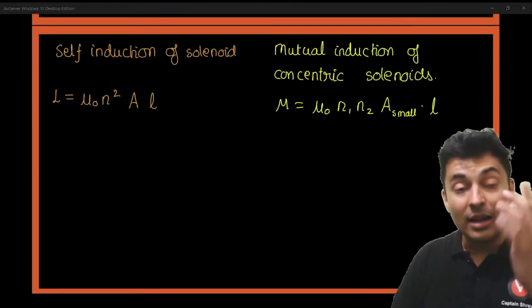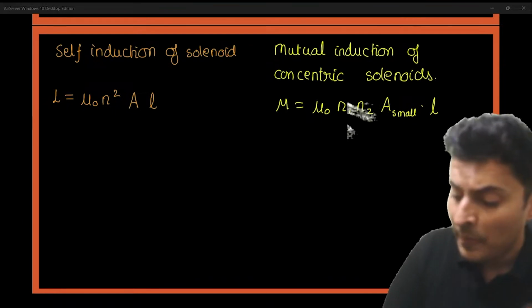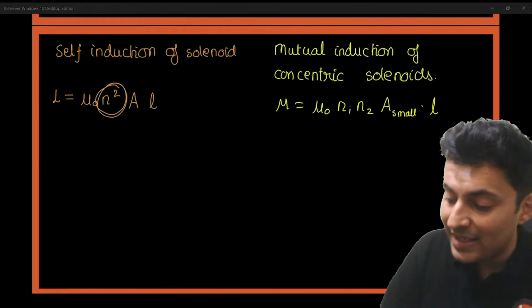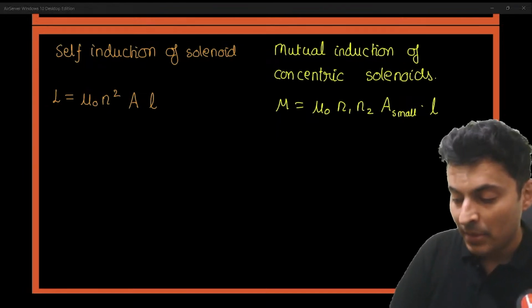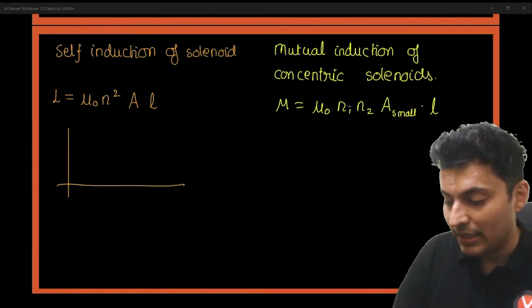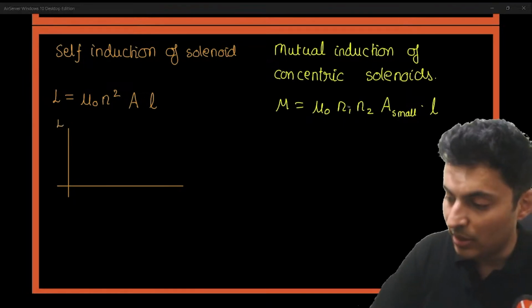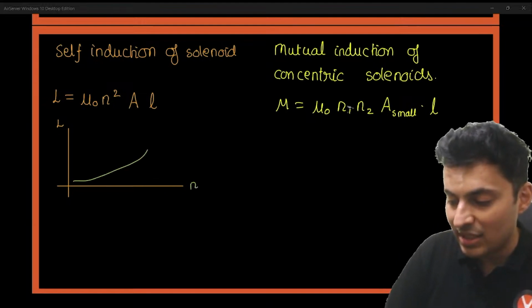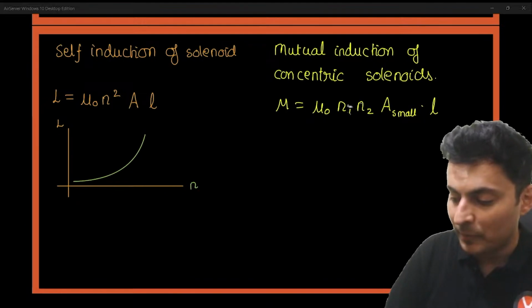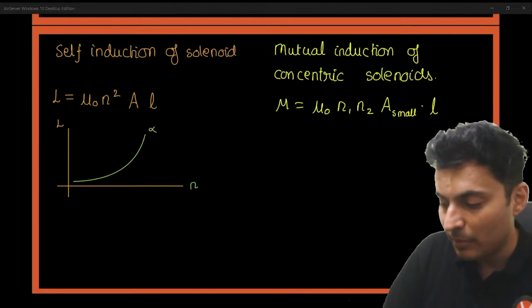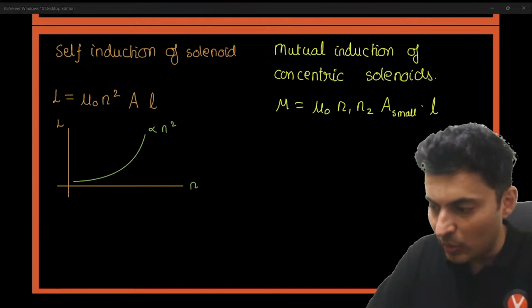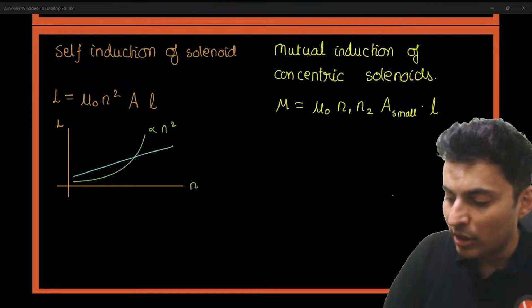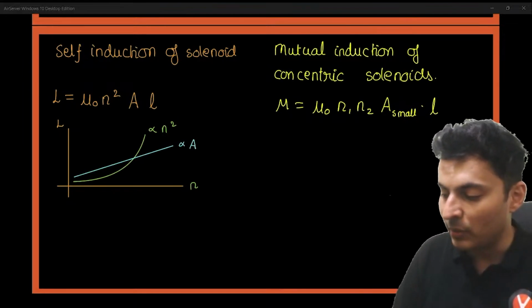So accordingly, you decide which graph you might need. Say for example, the solenoid's self-induction graph is asked versus number of turns per unit length. Because it is n square, I know it will be a parabola. It is directly proportional to n square. If it is asked with regards to area, I know it is directly proportional to area, so it will be a straight line.